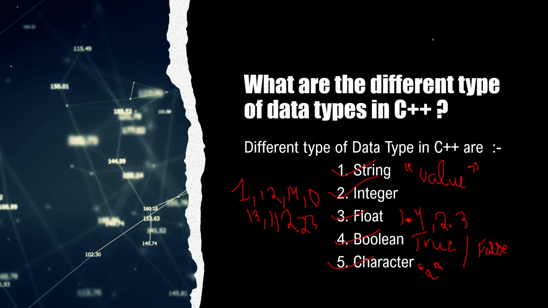Now integers are numbers, float is decimal numbers, boolean is true or false, and character is a single character. Like a b c d e f g h i j k l m n o, whatever alphabets, 1 2 3 4, all the numbers, but only one character. It should be only one character.